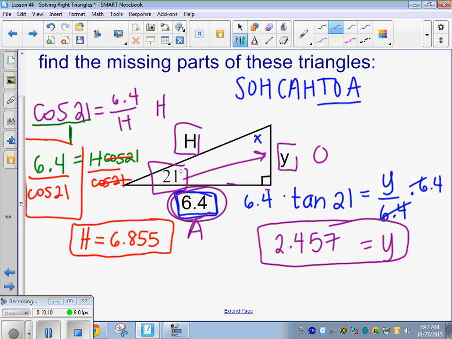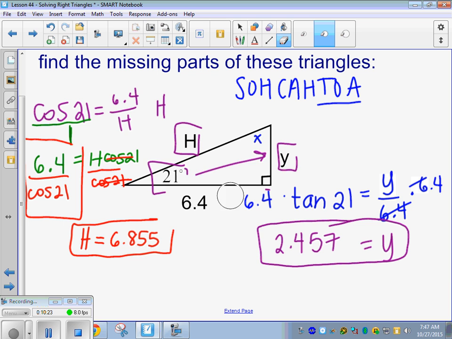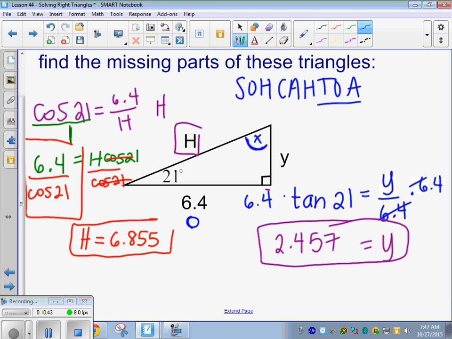What we have not found is the missing angle. Now that we know every single side, we can actually find the missing angle by any trig function. But we have to relabel our triangle. Okay? Because now I'm trying to find angle x. So if I want to find angle x, that changes which side is opposite and which side's adjacent. Hypotenuse stays the same. Okay? But let's look here. So the 6.4, Caden, is now what to this angle? Opposite. Yes. Now this is opposite, and the y is adjacent.